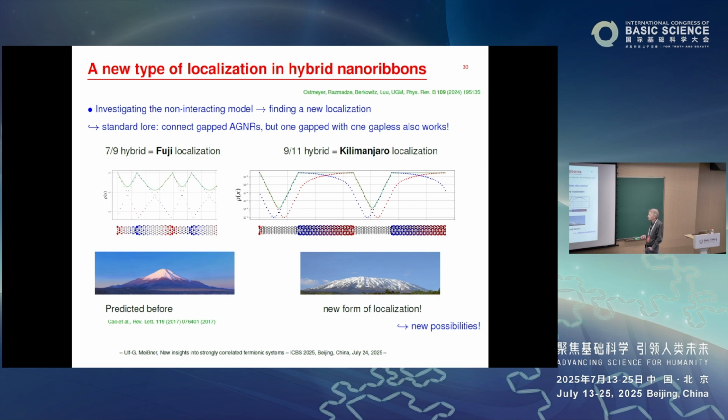Kilimanjaro localization because it looks like Mount Kilimanjaro. And this is something which is new and people have not explored yet, because it offers some new possibility, because you have the energy zero states not just on the edges of these GNRs, but you can spread them over your ribbon, and this maybe gives you new possibilities to engineer and manufacture them.